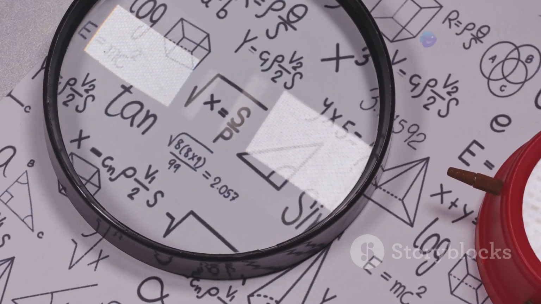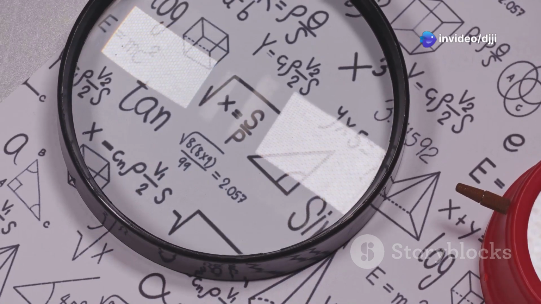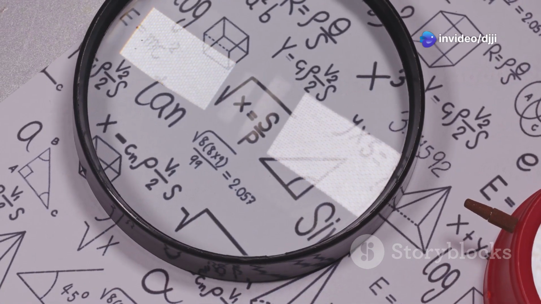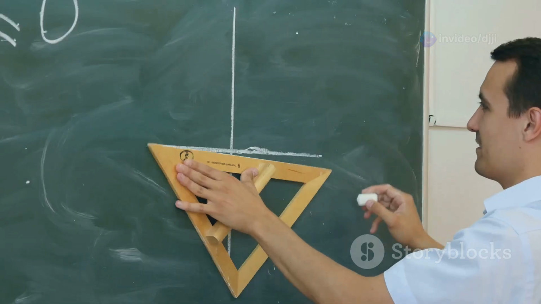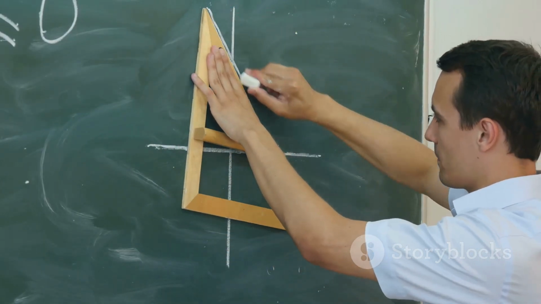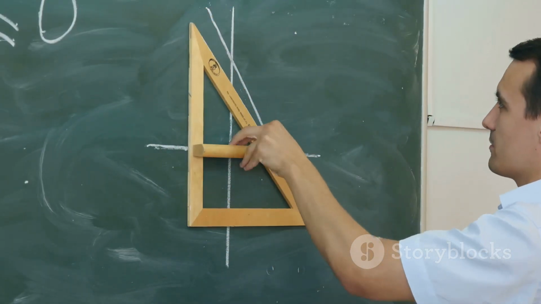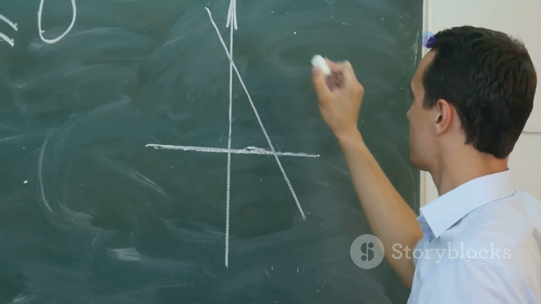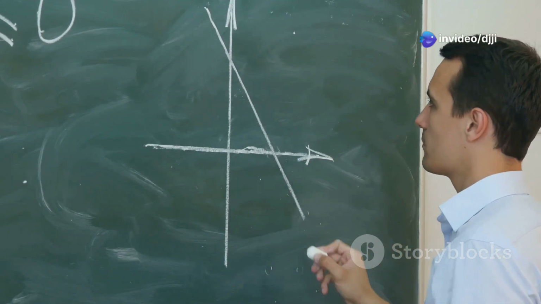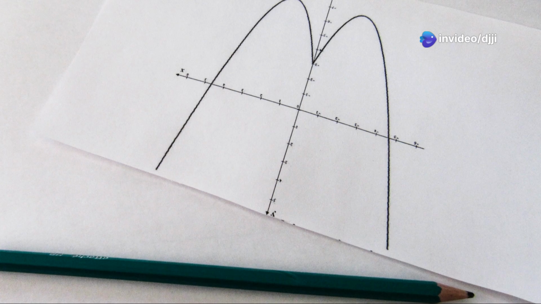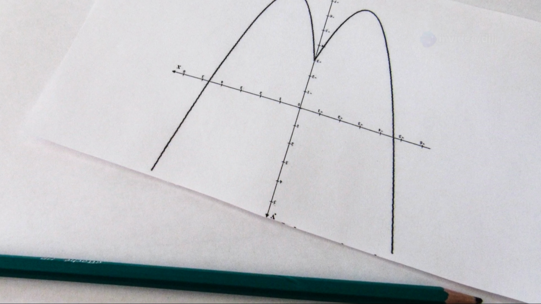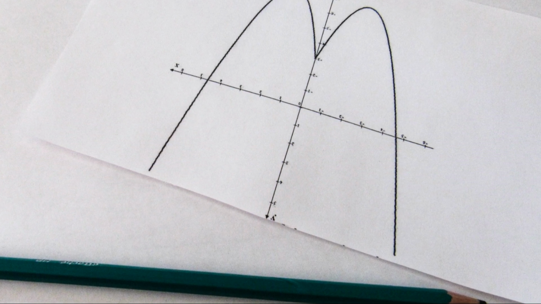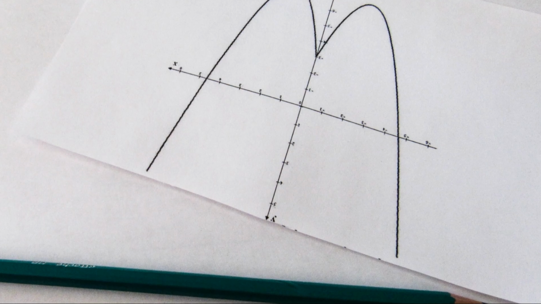Let's consider the transformation y equals 2 times the absolute value of 1/2 x. This example will help us understand the combined effect. The 2 in front of the absolute value tells us the graph is vertically stretched by a factor of 2. This means every point on the graph is pulled away from the x-axis. The 1/2 inside the absolute value indicates a horizontal expansion by a factor of 2. This means the graph is stretched away from the y-axis.